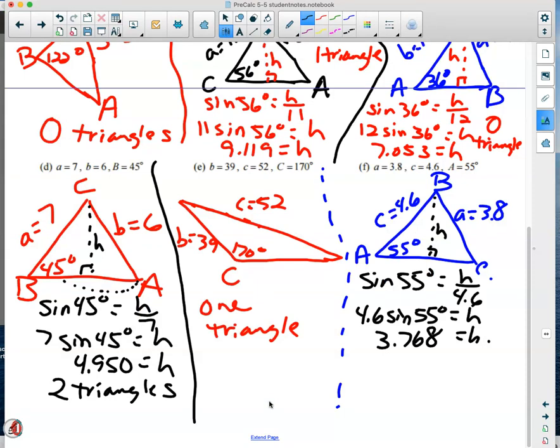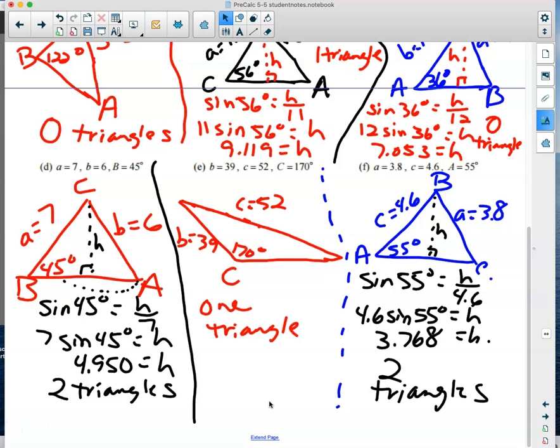Is 3.8 longer than 3.768? So 1 at least is 3.8 less than 4.6. We're getting 2. Oh, I probably better keep this consistent and just put 2 triangles with the numeral 2.